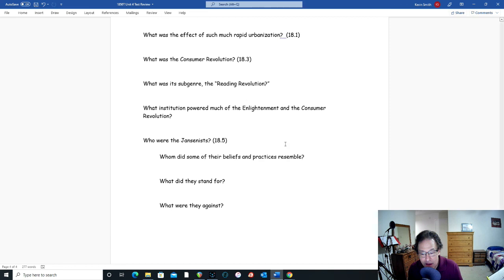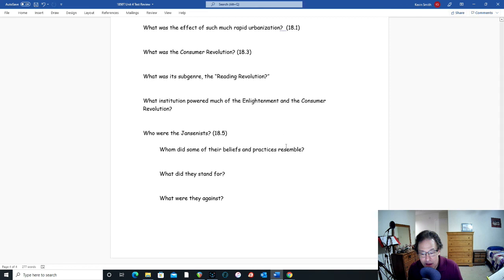So who were the Jansenists? Jansenism was the Catholic form of the more general movement known as Pietism. And it was largely a reaction to the efforts by state governments to exert more control of their subjects through their manipulation of the church. Whom did some of their beliefs and practices resemble? Some of the practices in Jansenism resembled Calvinism. For example, they believed in predestination, and they also called for more austerity in the church, like Calvinism did. And that's why Catholic authorities hated Jansenism and often called it the Calvinist heresy.